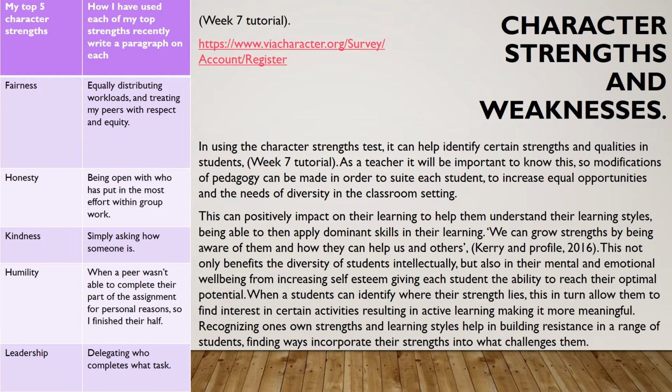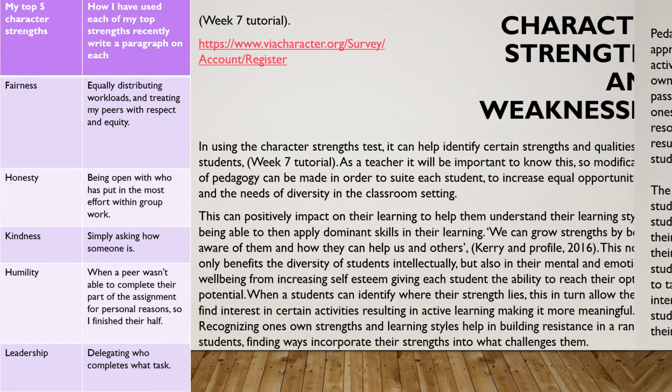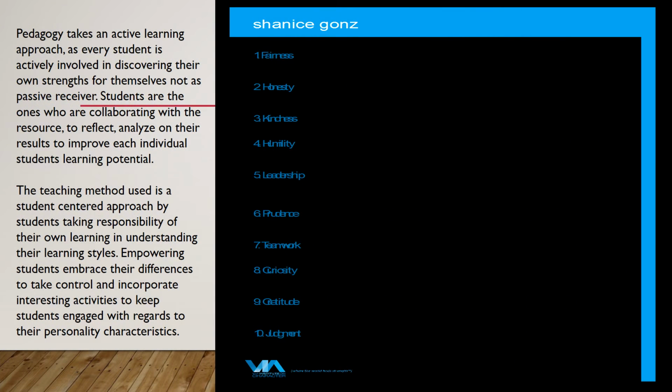The learning experience can then become more meaningful for each as an individual to benefit the classroom as a whole. Active learning is used when undertaking the VIA Personal Character Strengths Test, as students are actively discovering their own strengths and weaknesses through this test rather than just being told by the teacher what their personality traits are, with a student-centered approach as students are responsible for taking control in learning about themselves.